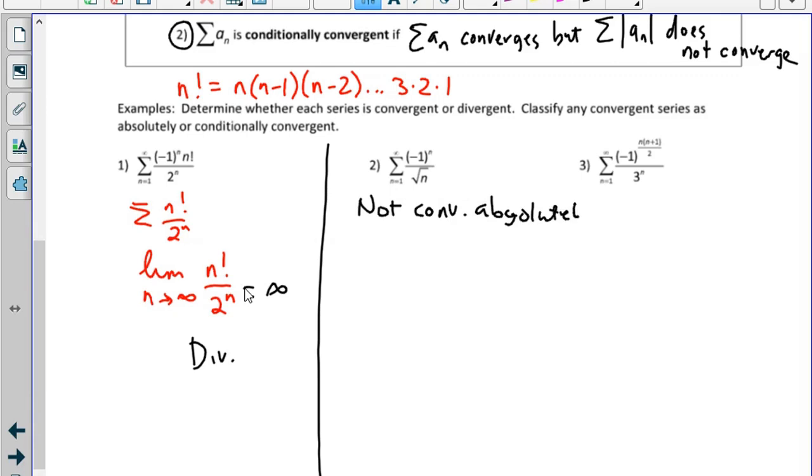Sorry, my handwriting is terrible here. So that will not converge absolutely. So now we can see if this converges conditionally. And so we can see if this converges conditionally by the alternating series test.